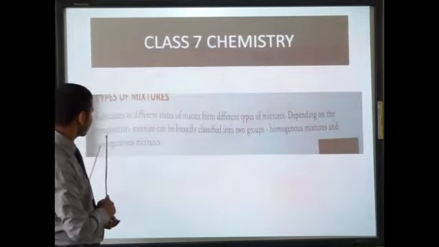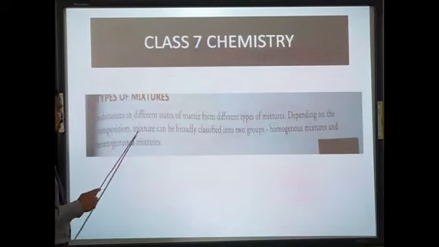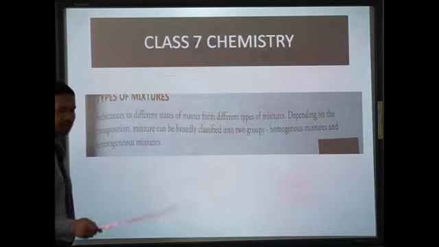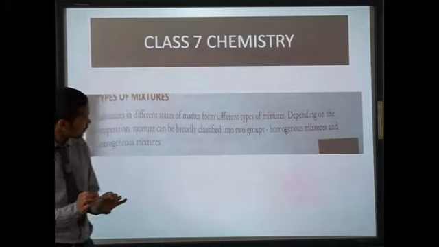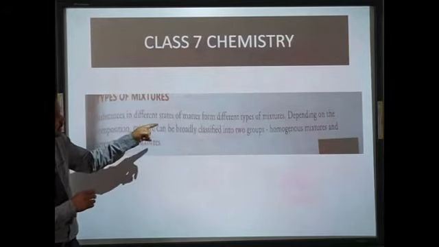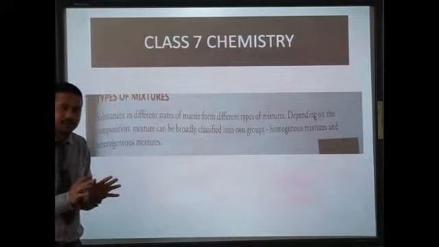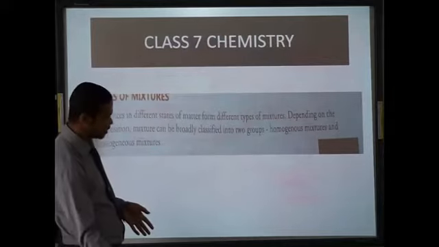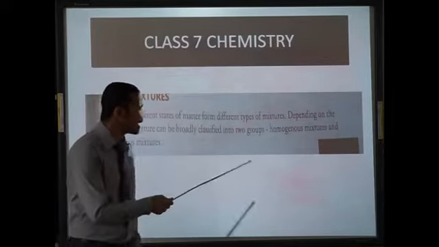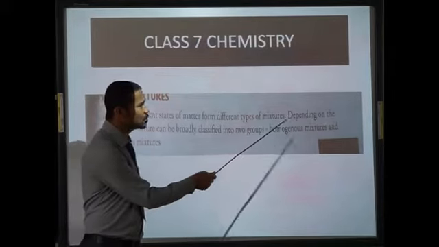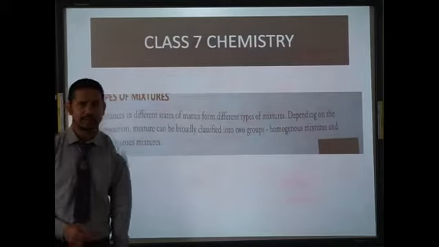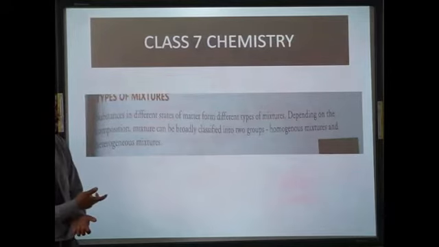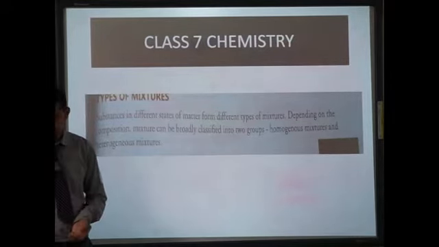Depending on the composition, mixtures can be broadly classified into two groups: homogeneous mixtures and heterogeneous mixtures. Depending upon the different states of matter, there are 9 types of mixtures. But broadly, these mixtures can be classified into two groups: homogeneous mixtures and heterogeneous mixtures. So let's see homogeneous mixtures. What is a homogeneous mixture?